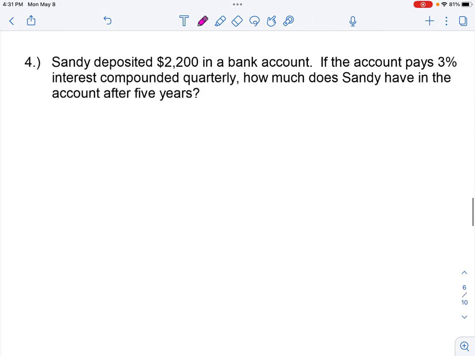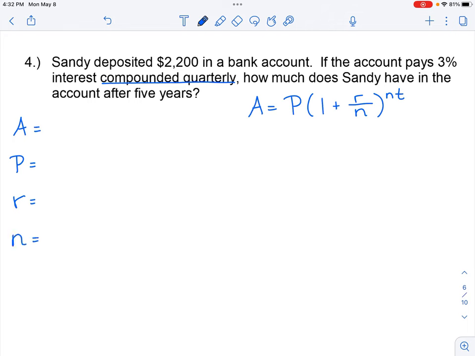All right, Sandy deposited $2,200 into a bank account. Okay, so we're talking about banking, so probably Formula 1 and Formula 2. If the account pays 3% interest compounded quarterly, key phrase there, compounded quarterly, not continuously, how much does Sandy have in the account after 5 years? So anytime we're not compounded continuously, we use the first formula. So that's Formula 1. This is the longest formula. It has the most variables, A, P, R, N, and T, okay? Ending amount, starting amount, interest rate as a decimal, number of times you compound in a year, and then time.